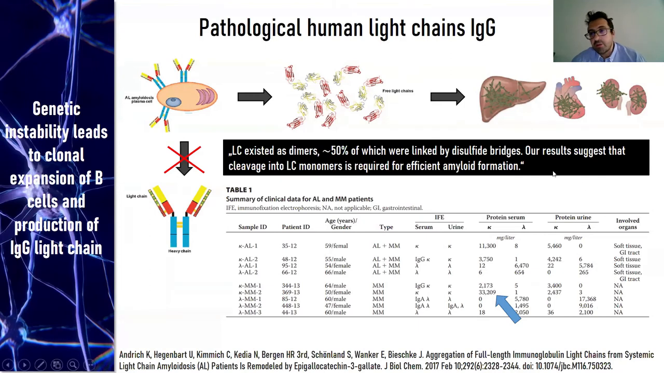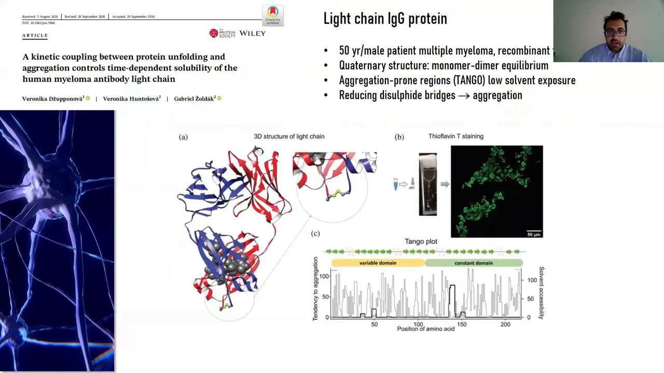At the same time, the accumulation in the liver, heart, and kidney may involve some kind of mechanical or force-induced mechanism of how this light chain aggregates. So I decided to take one particular light chain, a pathological light chain from a 50-year-old male patient suffering from multiple myeloma. In my lab, we were able to prepare and successfully fold a recombinant form.